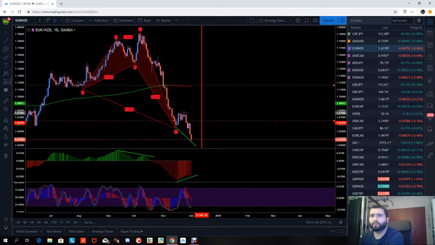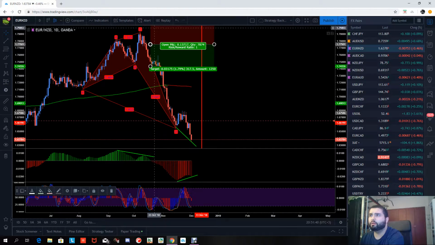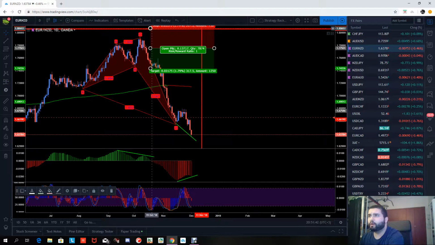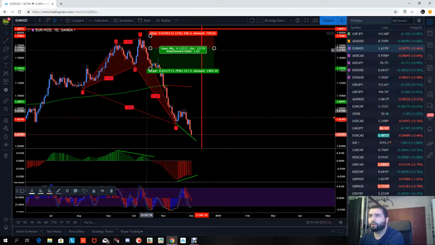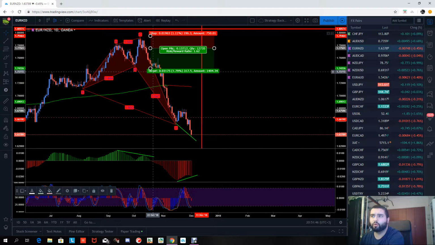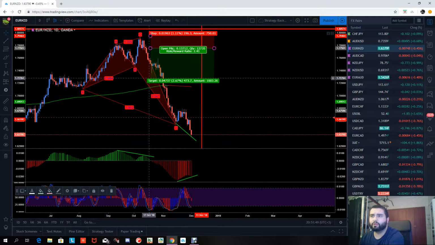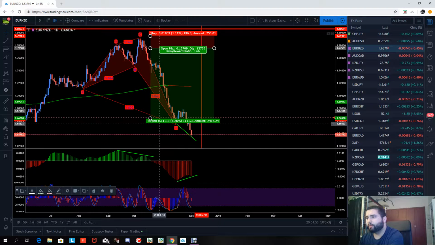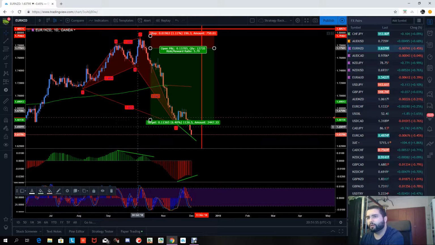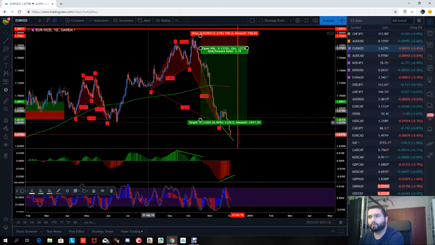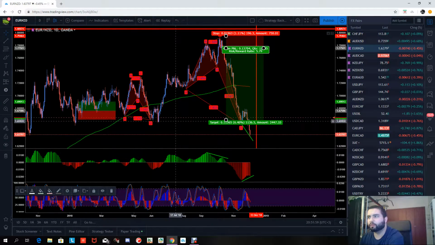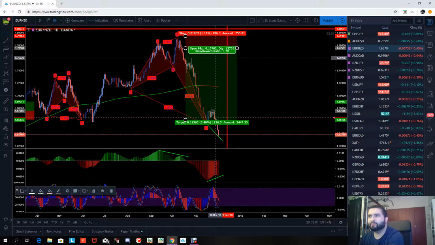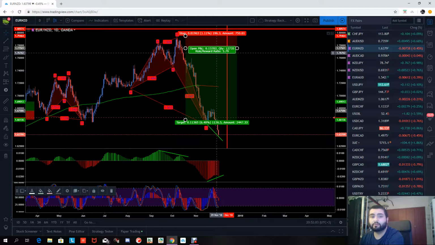My stop would have been somewhere here, just above the high of the C point, and I would have trailed my position all the way to probably this point, okay, to the support we see here. Okay, so as you can see, the risk reward ratio is close to 6. Okay, 6 to 1. That's a beautiful trade.